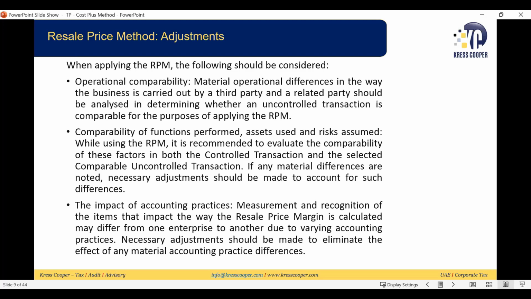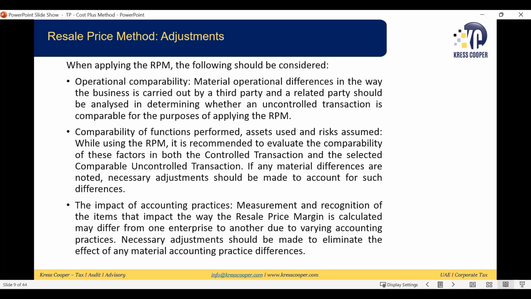We also have to look at the functional analysis. We need to see the functions being performed by them, what assets are used, and what risks are assumed. After evaluating this, we again make the adjustments if there are any material differences. Otherwise, we cannot use these transactions. It will not work under the RPM method.